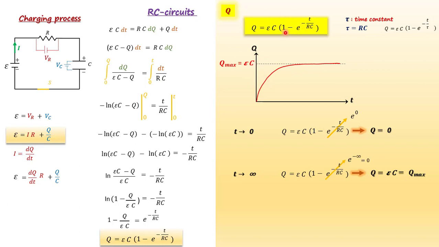Well, then we can re-express this main equation in terms of Q max. So that's Q equals Q max times (1 minus e to minus t over RC). Sometimes it's very useful to use this equation. We'll see that when we discuss some examples.